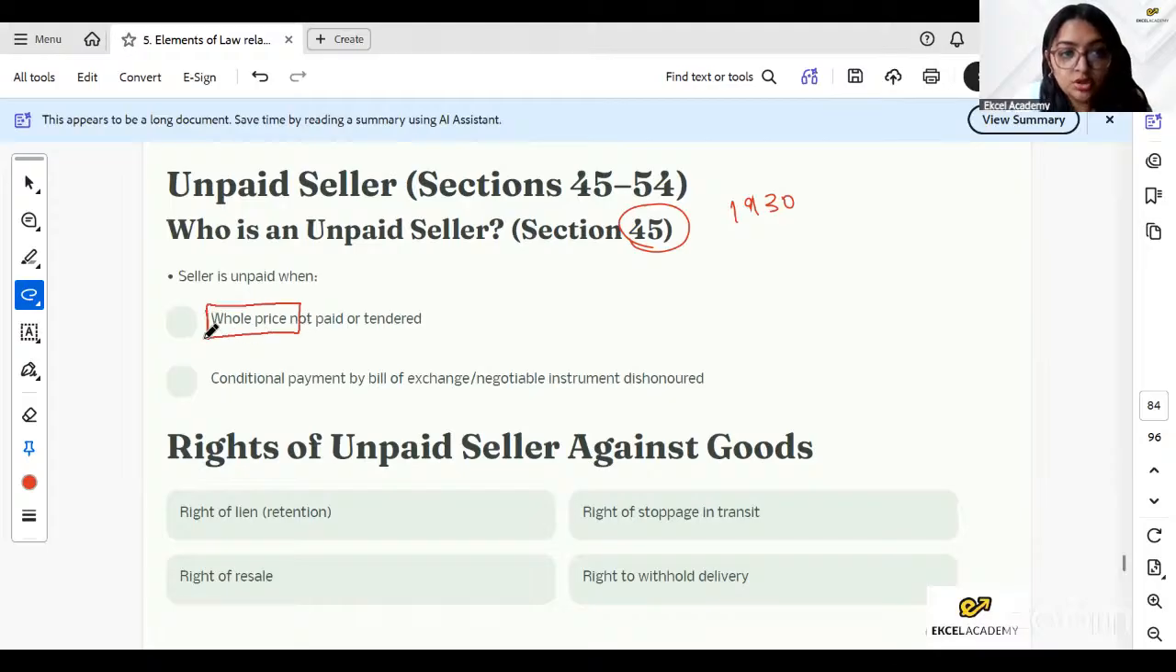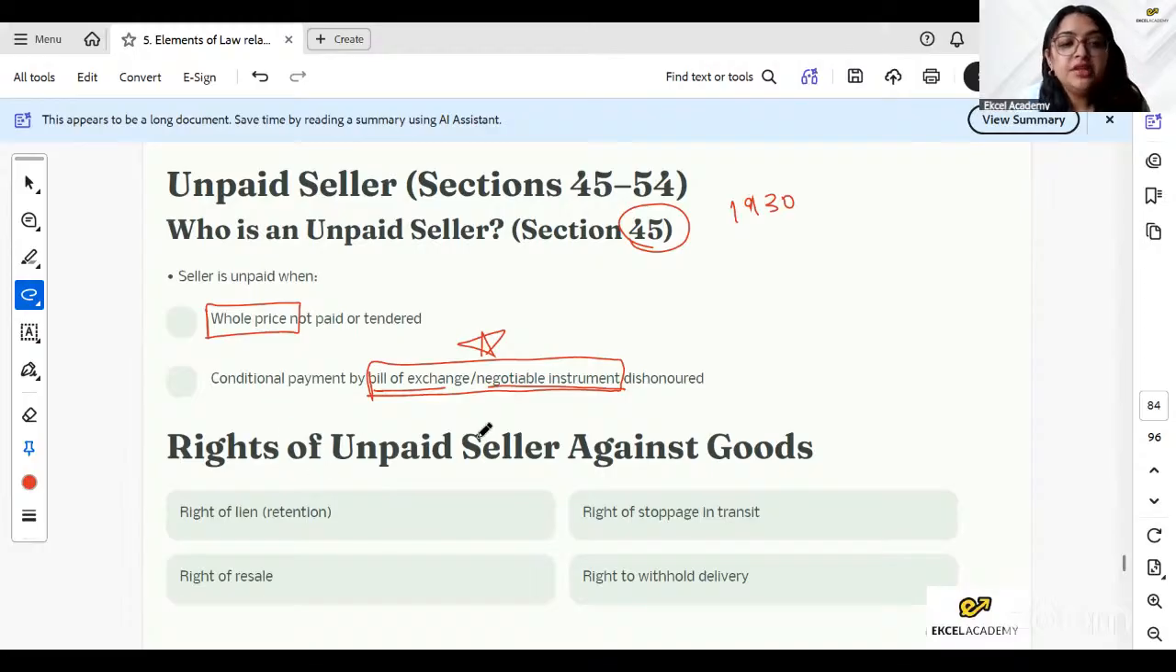Okay. So a seller is unpaid when the whole price is not paid or tendered. Whole price is not paid. Or conditional payment by a bill of exchange or negotiable instrument is dishonored. So we have already understood what a negotiable instrument is earlier. We have the next chapter which speaks entirely about negotiable instruments, so we will understand this in detail there. But for now, what you need to understand is a seller is said to be an unpaid seller if the buyer has not paid the price to the seller.